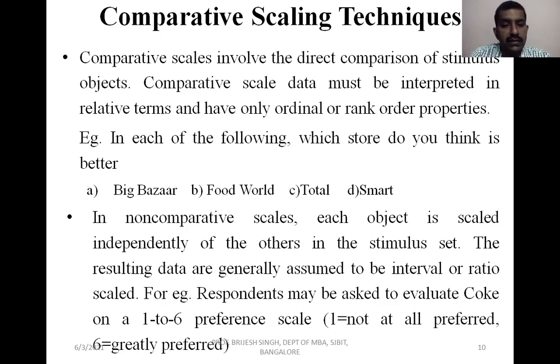In the case of non-comparative scaling, all the scales will be independent in nature. Once they are independent, you will just give your preference on a scale of 1 to 6 for each and every product separately, so that it becomes the non-comparative scale model.